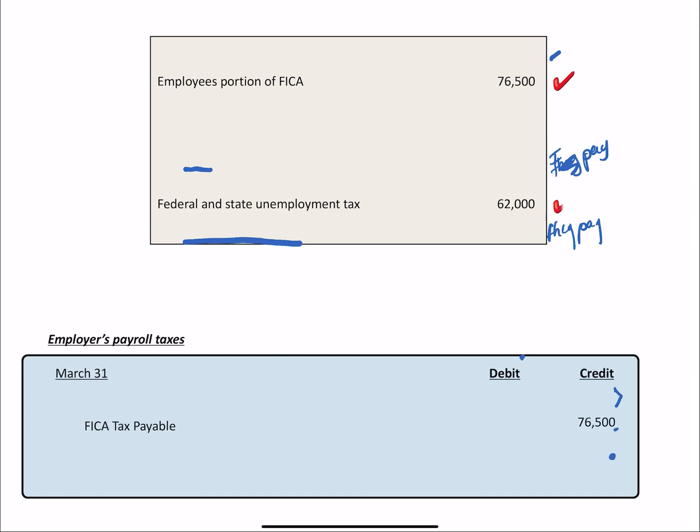Credit to FICA payable, because they have to pay the government. Credit to the unemployment tax payable, sometimes called FUTA and SUTA, and debit to expense. That goes to expense because it's real money that they have to pay in addition to what we pay for the sheer fact they have an employee.